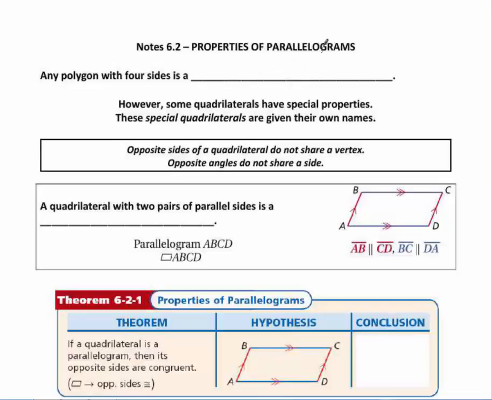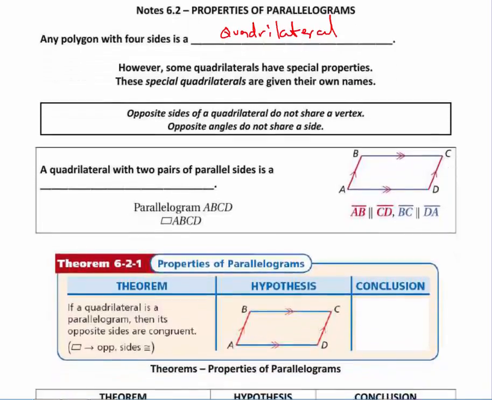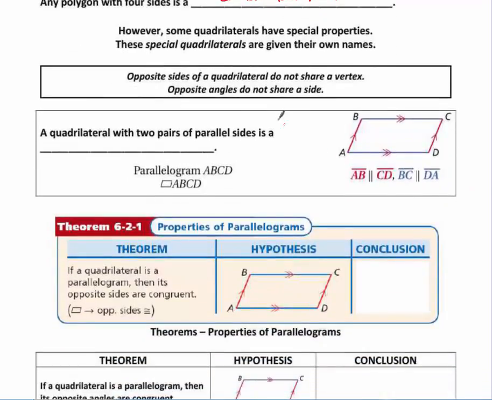In class, we've been talking about quadrilaterals, and in this video, we're going to talk specifically about a type of quadrilateral. Hopefully you remember that any polygon with 4 sides is a quadrilateral. However, some quadrilaterals have special properties. All these different quadrilaterals we're going to learn about have their own set of unique properties, and the one we're going to learn about today is called a parallelogram. A quadrilateral with 2 pairs of parallel sides is a parallelogram.